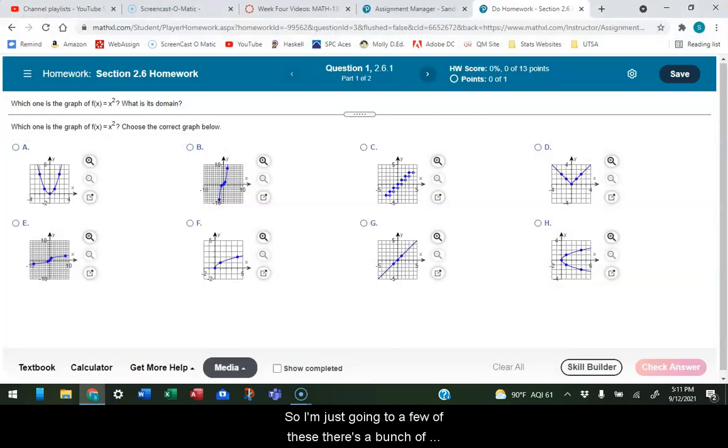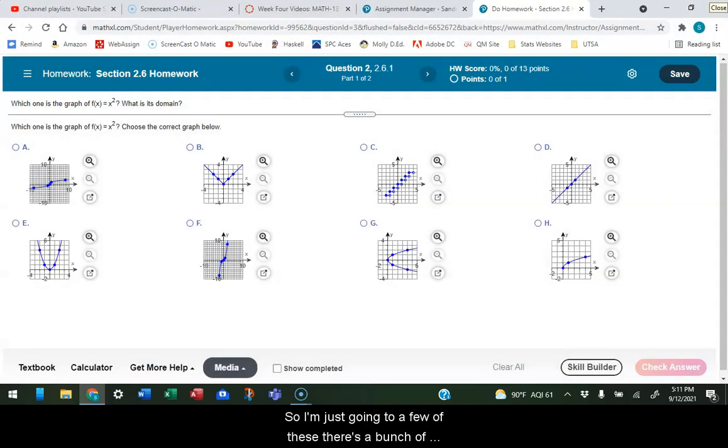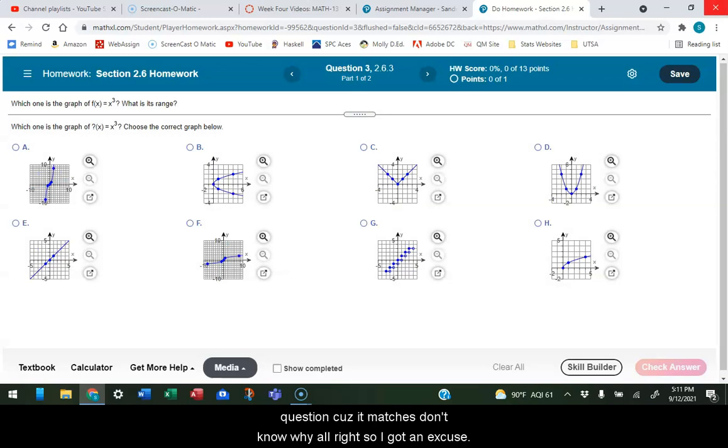I'm just going to do a few of these. There's a bonus question because it matches. All right, so I've got an x cubed. I would like to choose the correct graph below. So I have an x to the odd, so I know it's going to go in opposite directions, and it'll be in quadrants 1 and 3 until next section when we start moving things. I also know it's going to be tall and skinny, more of a vertical graph than a horizontal one.